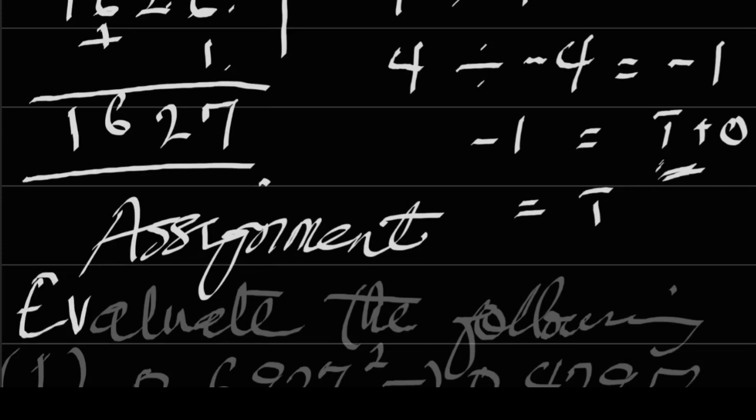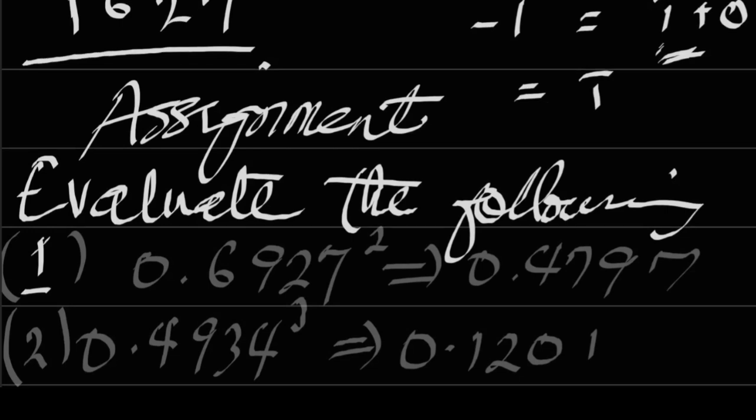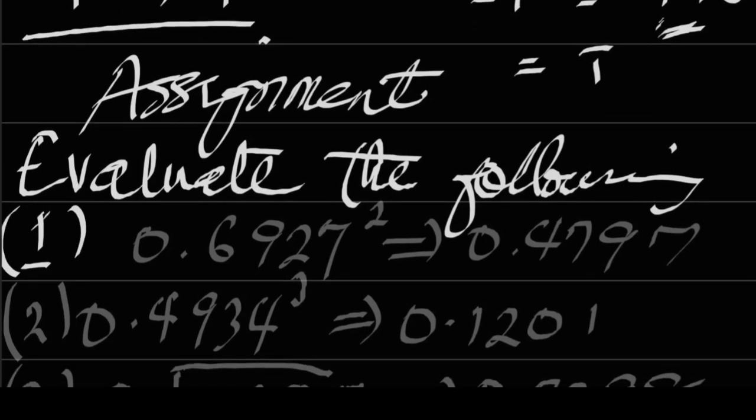Evaluate the following. Question number 1. Evaluate 0.6927 raised to the power of 2. If your work is correct, the final answer you are going to obtain is 0.4797.